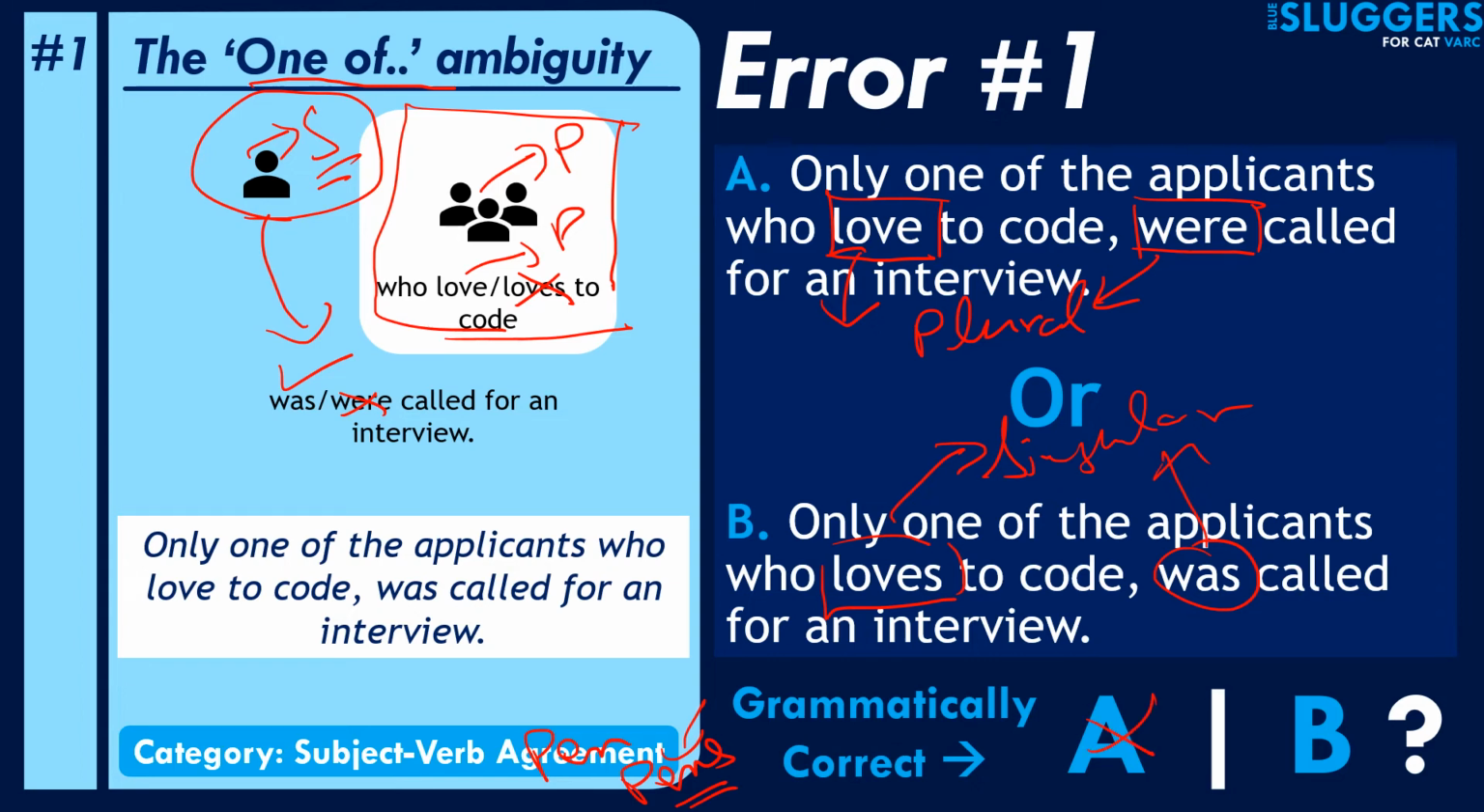Okay, so in fact, none of these sentences will be correct here, because in the first sentence the love part is correct, but the verb part is incorrect. In the second sentence, the was part is correct, but the loves part is incorrect, right? So yeah, that's about your error number one, the one of ambiguity. The category of this error is subject-verb agreement.